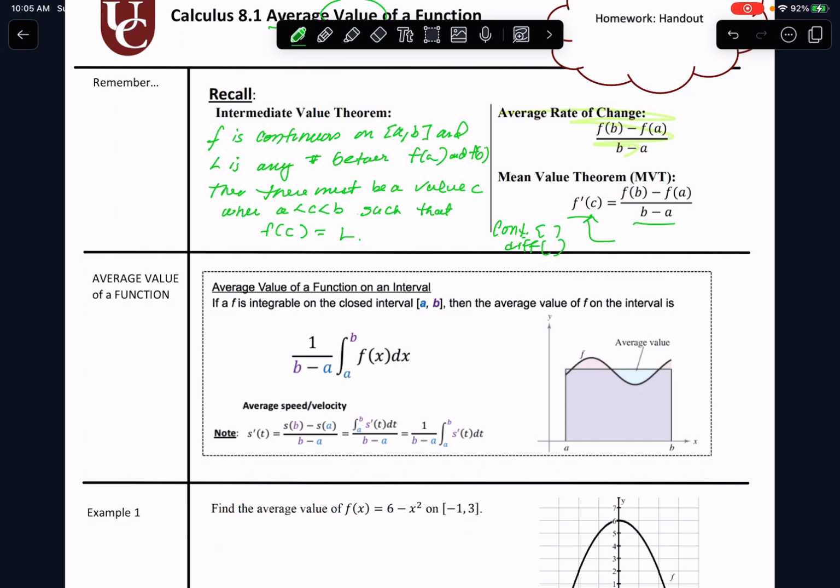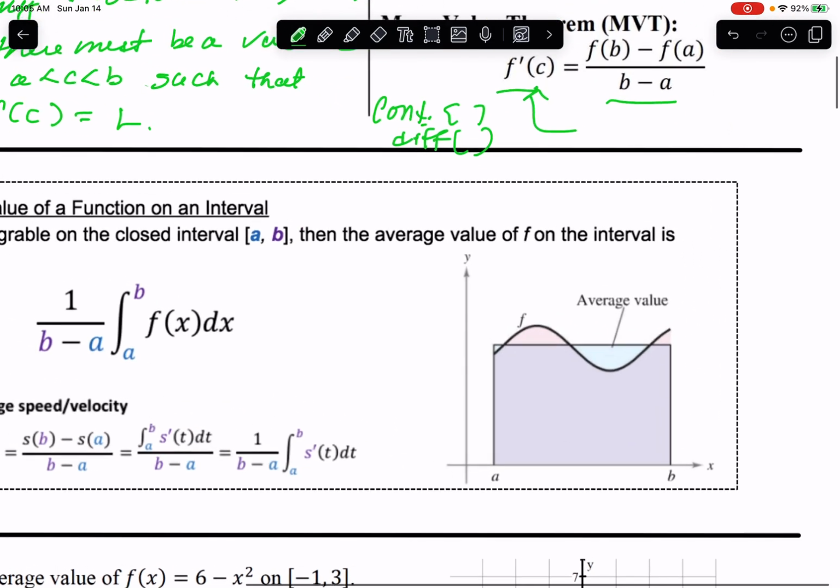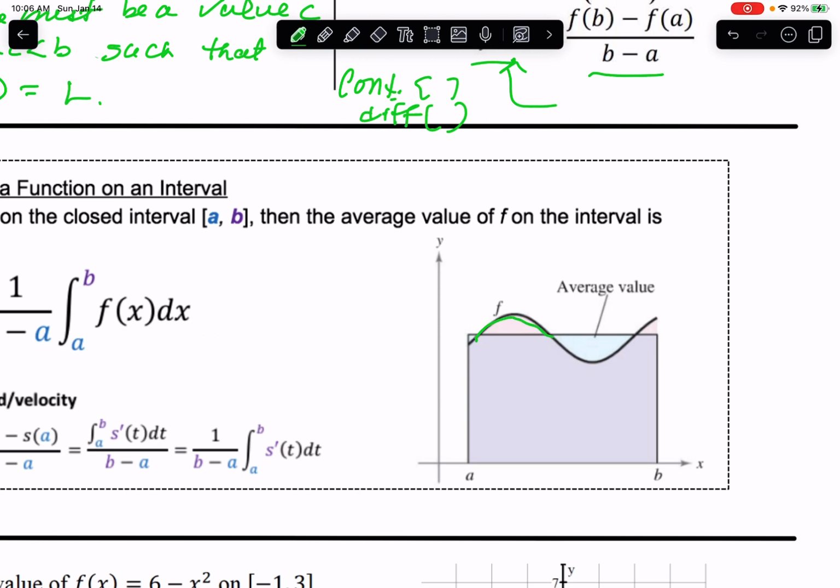Let me talk about what the average value is from a picture standpoint. Here we have a function. If we wanted to make this curve into a rectangle, we would push that down and push that up so that we have a perfect rectangle with the same area as the area under the curve. That's what this box is right here, and this y value is the average value.